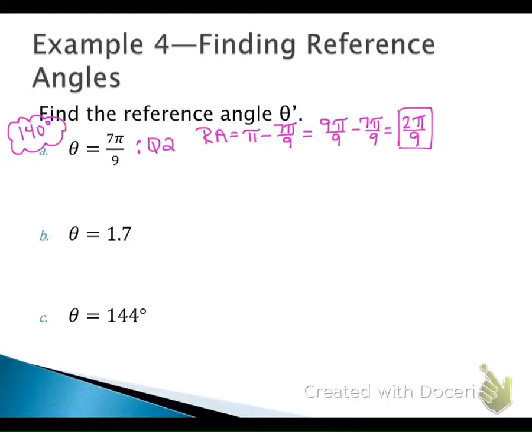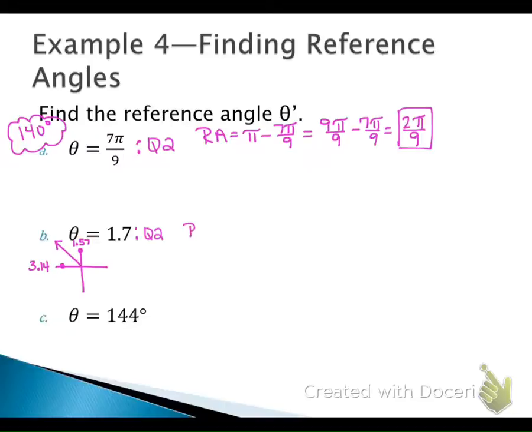B, theta is 1.7 radians because there's no degree symbol. Well, that's kind of tough because we're used to seeing it in pi and everything, but let's think about it. If you're looking at your unit circle, we know that this right here is pi, and pi is approximately 3.14, right? So if I take that, because this is pi over 2 up here, that makes this approximately 1.57, which means 1.7 is somewhere in between those two, which means we're looking again in quadrant 2.